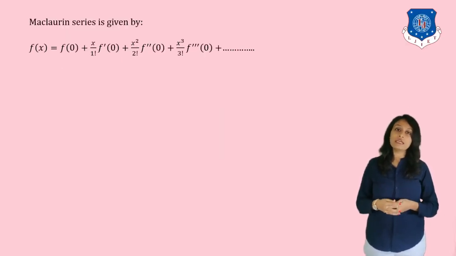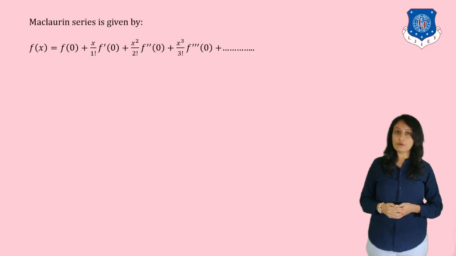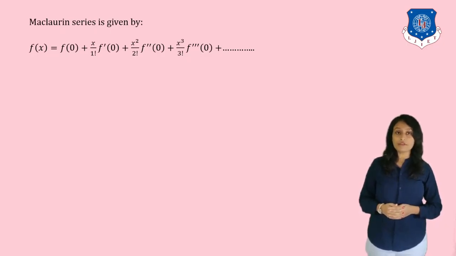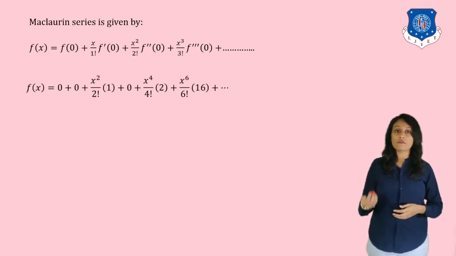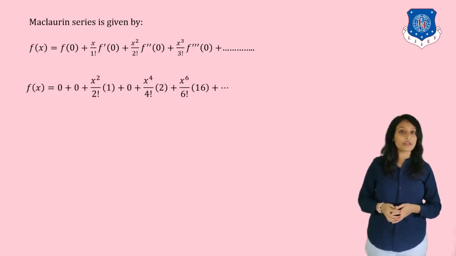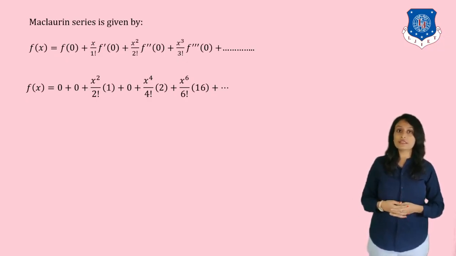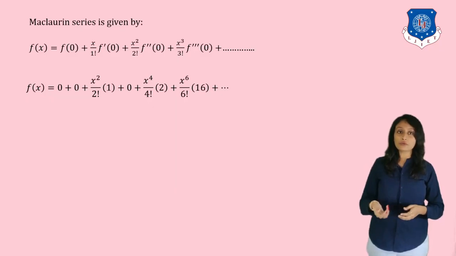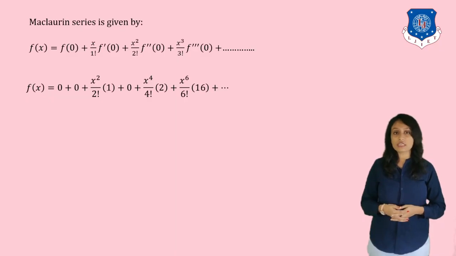Okay, now let's find the Maclaurin series. So the Maclaurin series formula is given by f(x) is equal to f(0) plus x upon 1 factorial f'(0) plus x square upon 2 factorial f''(0) and so on. So we have to substitute the values of f(0), f'(0), f''(0) and so on. On substituting, you will get 0 plus 0, the first two terms were 0, right? Then x square upon 2 factorial into 1, then the next term was 0, plus x raised to 4 upon 4 factorial into the next term that was 2. Then again x raised to 6 upon 6 factorial into 16 and so on.